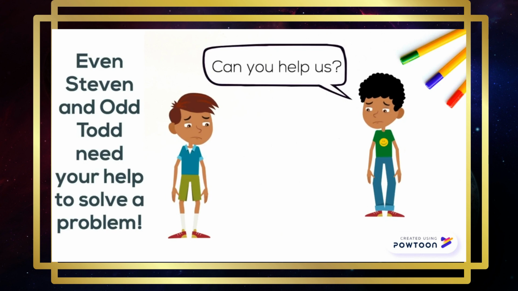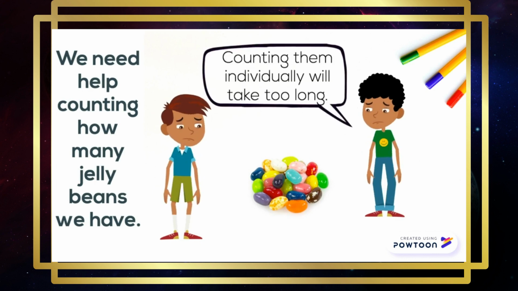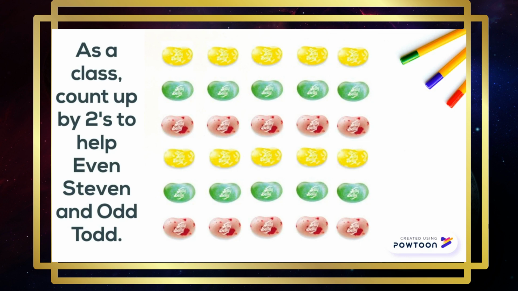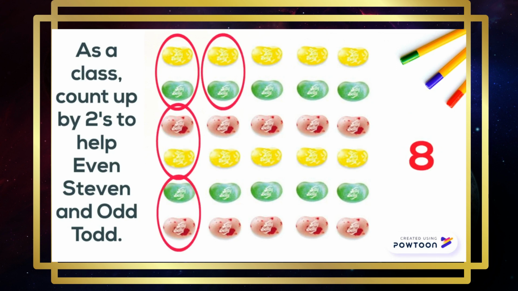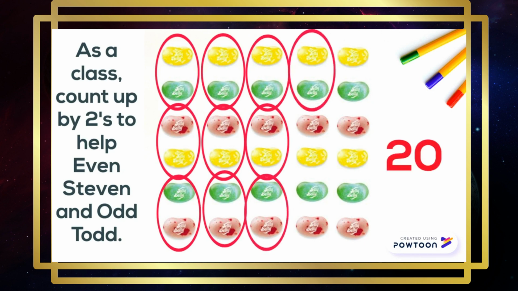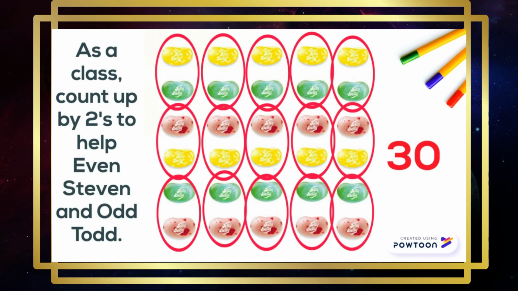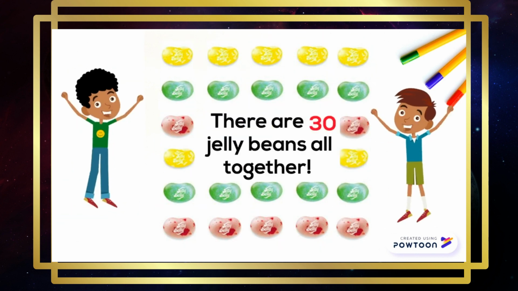Even Stephen and Odd Todd are stuck in a rut. They need help counting their jelly beans, but counting them individually will take too long. As a class, can you help Even Stephen and Odd Todd count up by twos to figure out how many jelly beans they have altogether? They have 30 jelly beans.